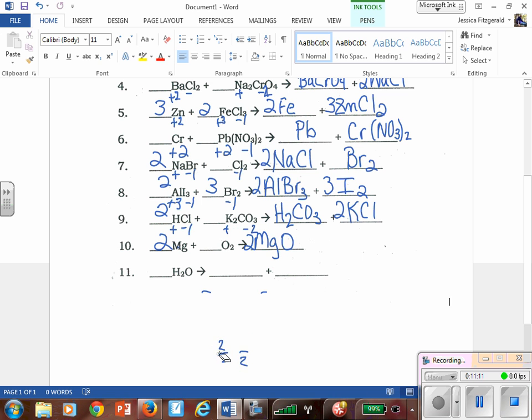Number 11 is an example of a decomposition, because we're starting with a complex substance and you're given 2 blanks to break it down. So what 2 elements make up this compound? Hydrogen and oxygen. But when you write oxygen and hydrogen by themselves, what do you need to do? You need to make them diatomic, so H2 and O2. And then you would go in and balance.